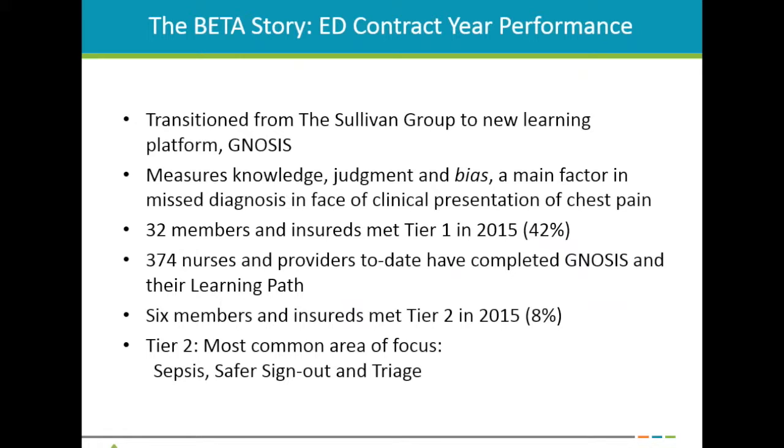Our first tier is our online standardized education platform, which we have now moved to the GNOSIS platform, where we do high-risk chest pain in the emergency department. But we originally started with the Sullivan Group, and with the Sullivan Group, we found that there was good standardized learning education, but we weren't exactly sure how that education was being utilized or whether it was actually being very effective.